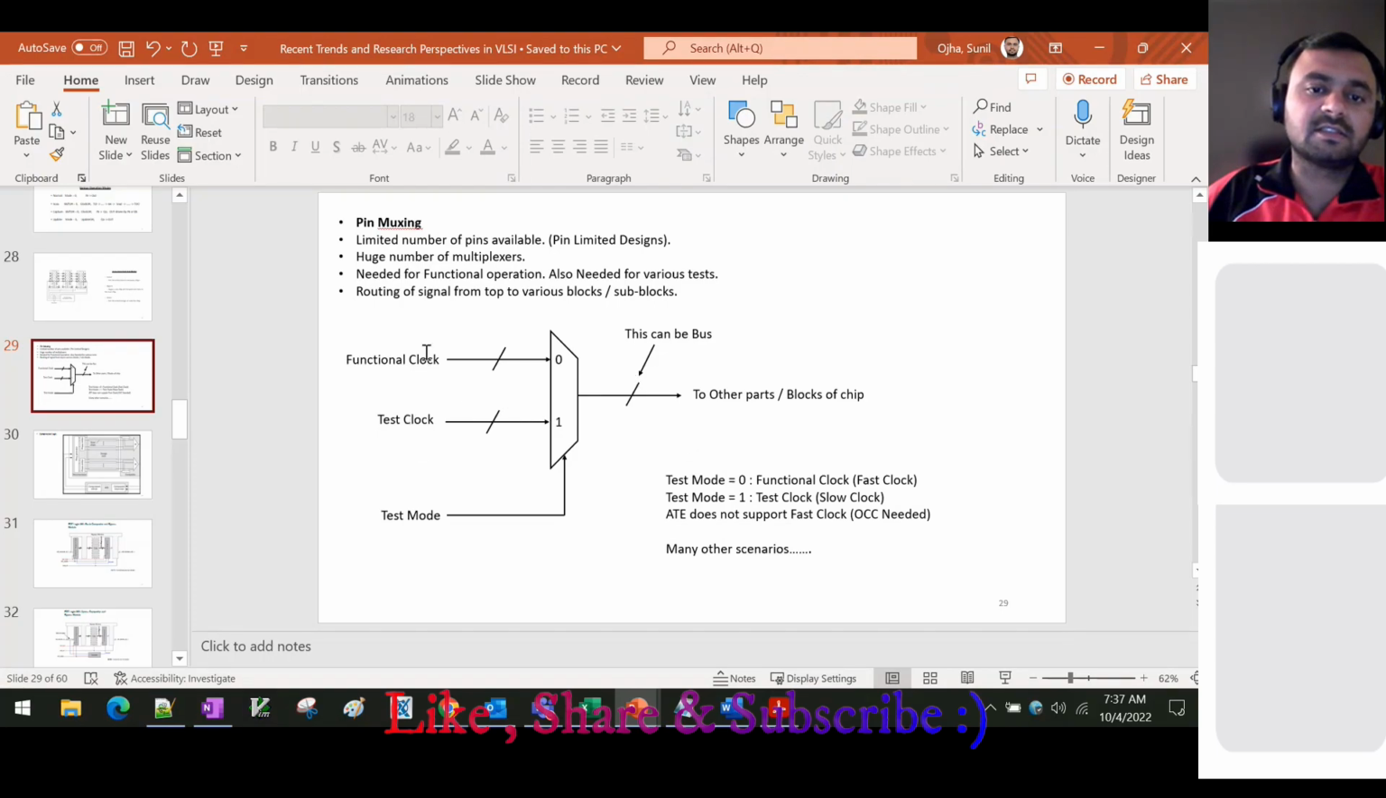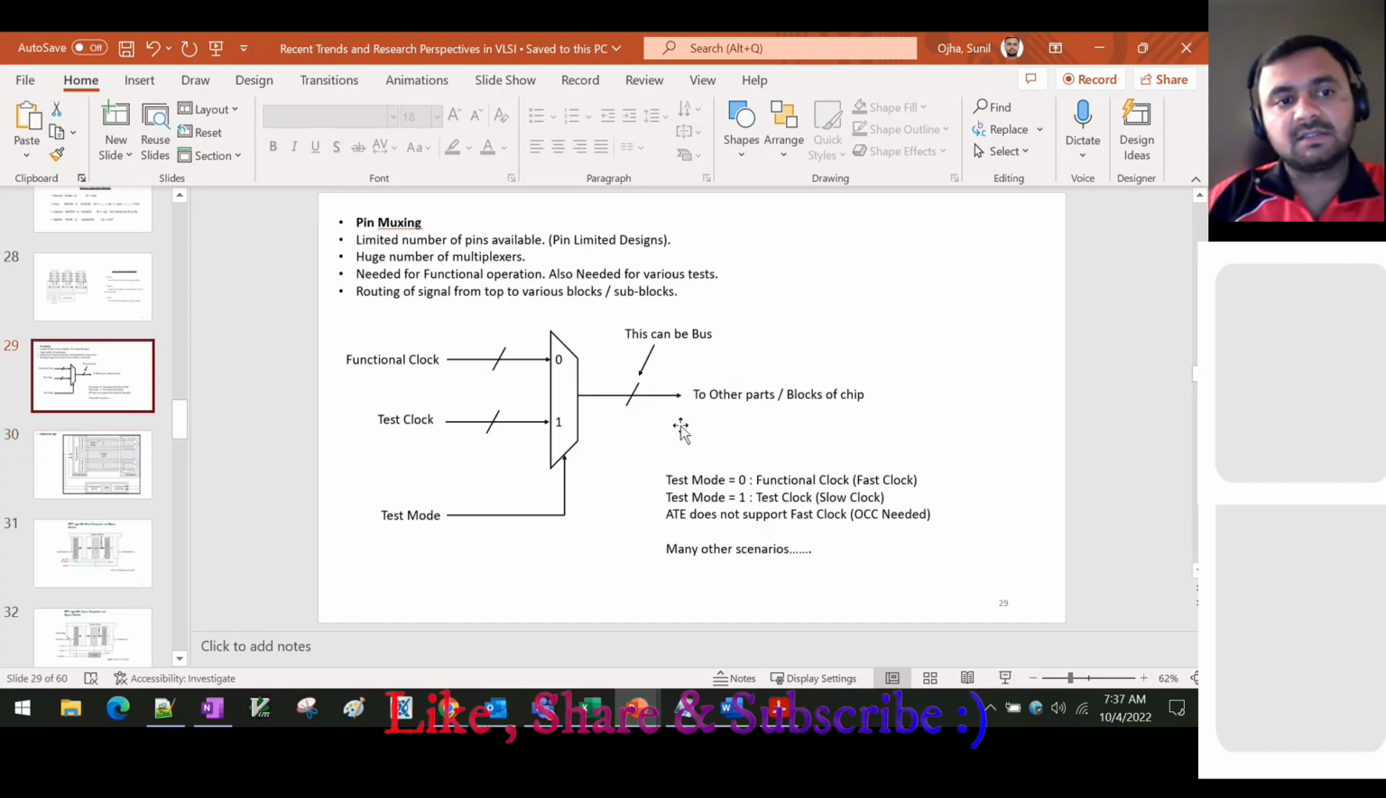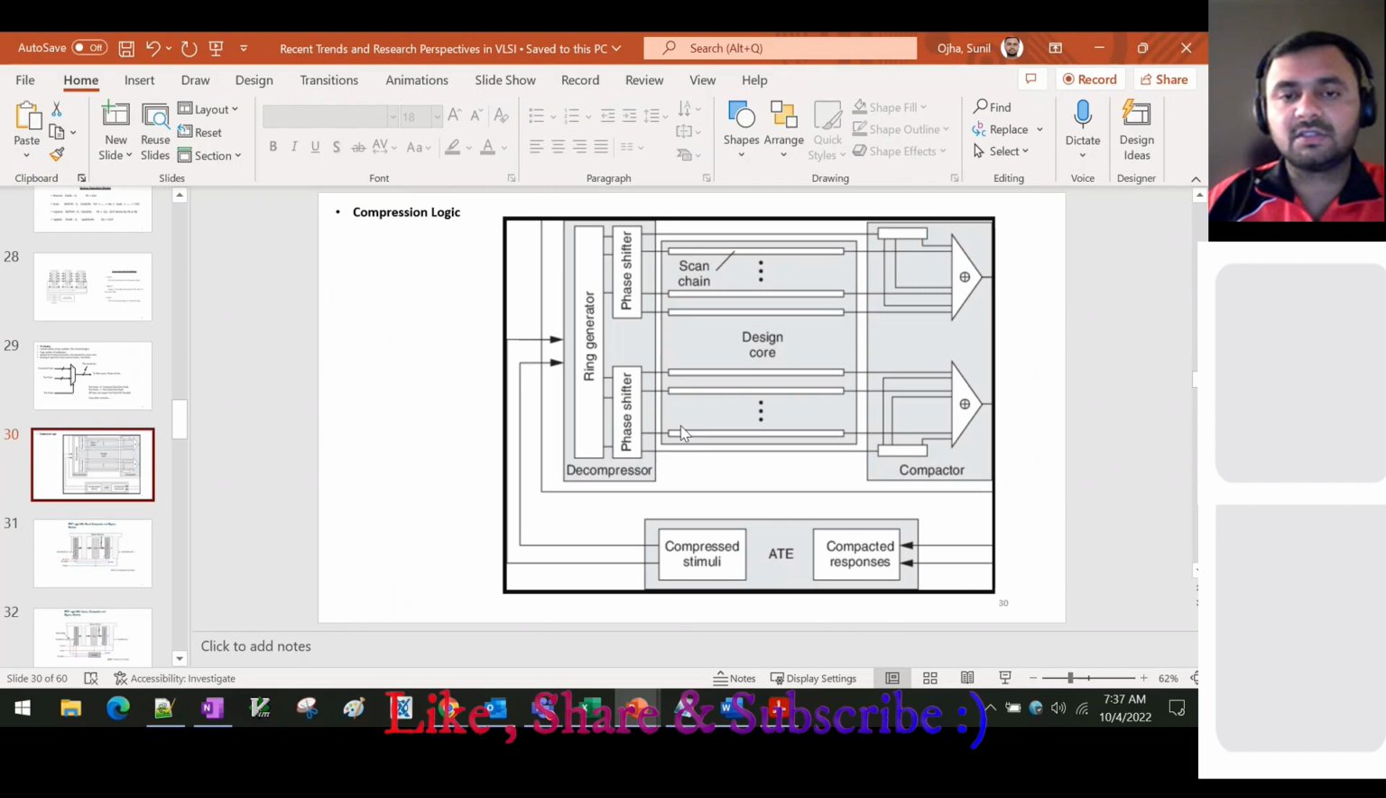You have many such signals. There are various signals for which we use this mux to propagate them to the next logic. So this is what pin muxing is. It is nothing but a huge number of multiplexers which will select based on your signal and based on which mode you are in.